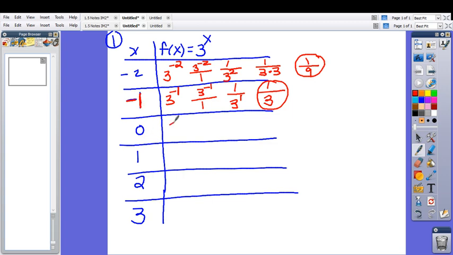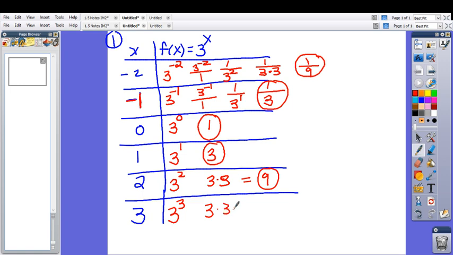When x is 0, you do 3 to the 0 power. Anything that has 0 power, its value is always 1. Okay, so that's your answer. When you have 3 to the 1 power, like we did here, 3 to the 1 is nothing but 3. So 3 is your value. 3 to the second power will be nothing but 3 times 3, which is 9. Now here you have 3 to the third power, so this will be 3 times 3 times 3. You're multiplying 3 three times, which is 27.